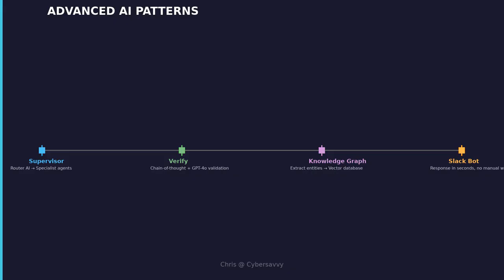Pattern 1 is the Supervisor pattern. You have a router AI that examines the input and decides which specialist AI to dispatch the task to. For example, an incoming customer email gets analyzed by a classifier AI. If it is a billing question, it goes to the billing specialist AI. If it is a technical issue, it goes to the support specialist. If it is a sales inquiry, it goes to the sales AI. Each specialist has its own system prompt and tools.